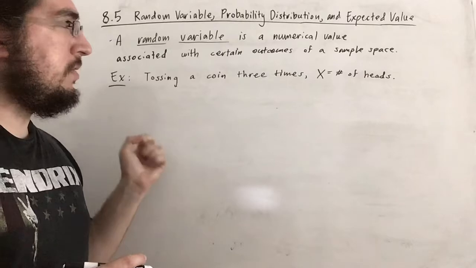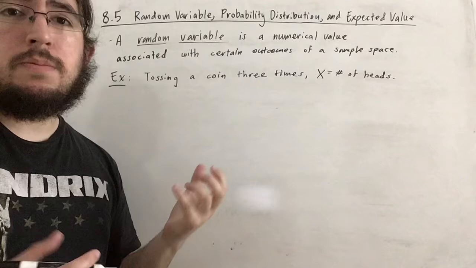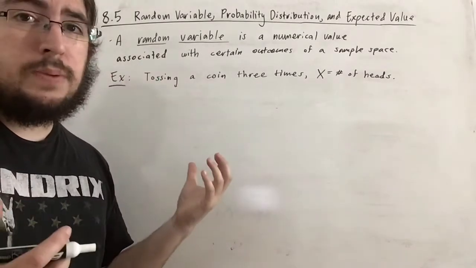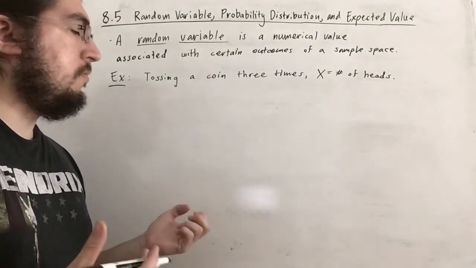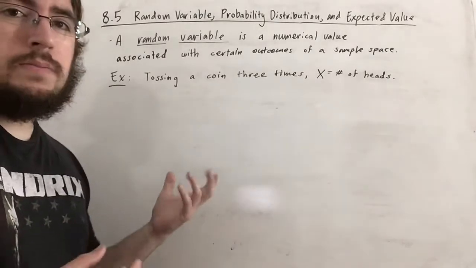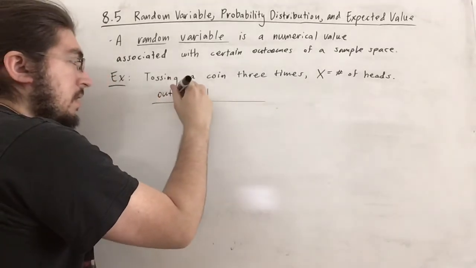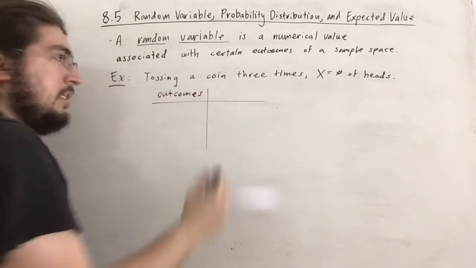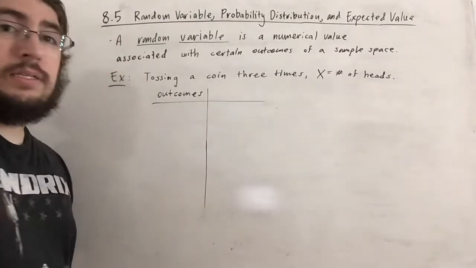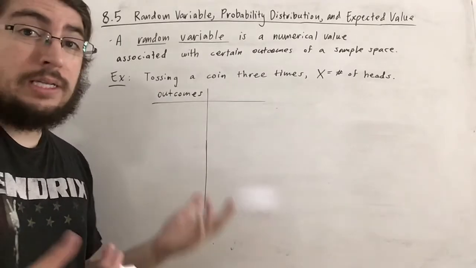For random variables, all a random variable is, is a numerical association between outcomes of an event. So in this example, tossing a coin 3 times is our sample space, so that's the experiment we're conducting. And the outcomes of that are the following. Remember that when you toss a coin 3 times, there's a total of 8 possibilities, because with each toss there's 2, and since we're doing it 3 times, 2 to the third is 8.